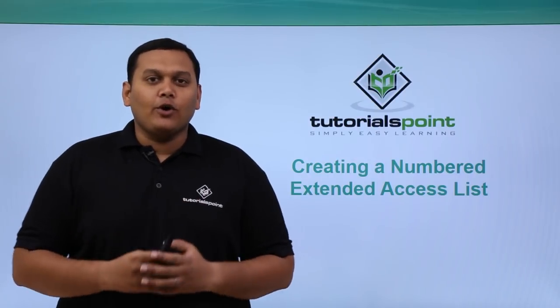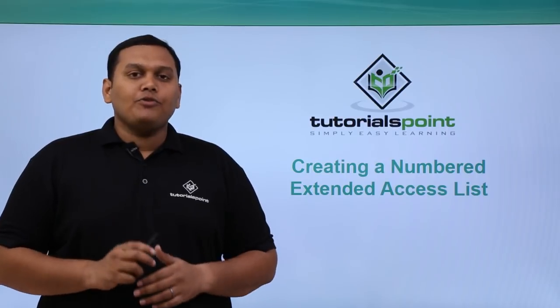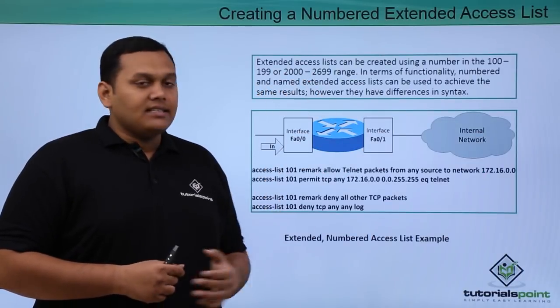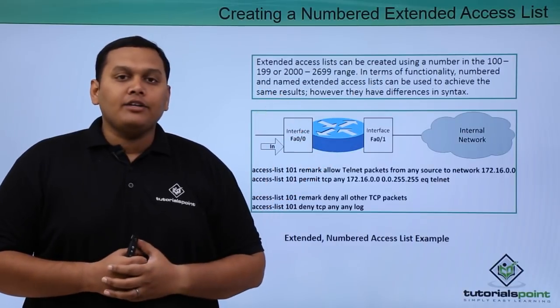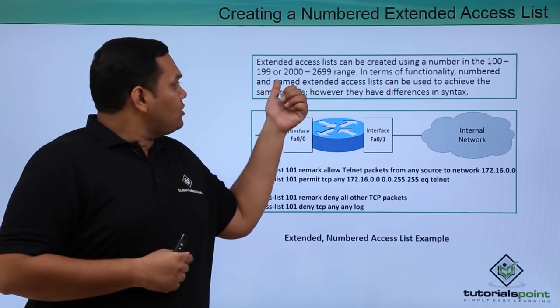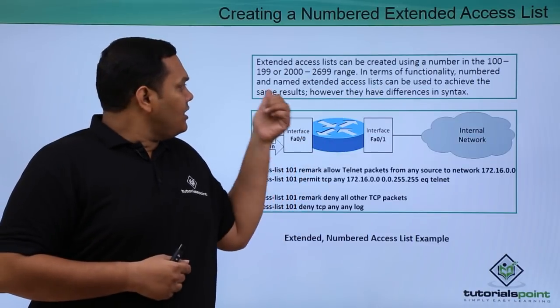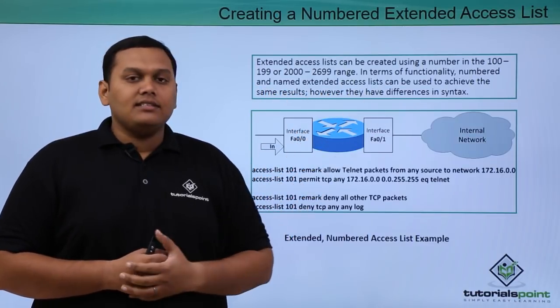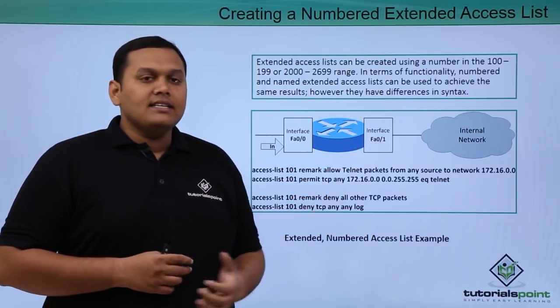In this video, we are going to discuss creating a numbered extended access list. We all know that an extended access list can be created using a number in the range of 100 to 199 or 2000 to 2699. In terms of functionality, numbered and named extended access lists can be used for the same purpose, but they have differences in syntax.